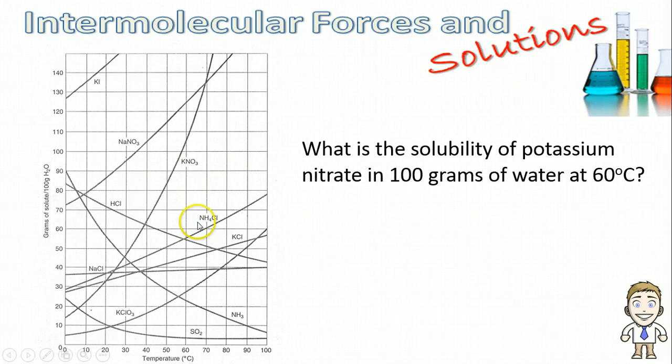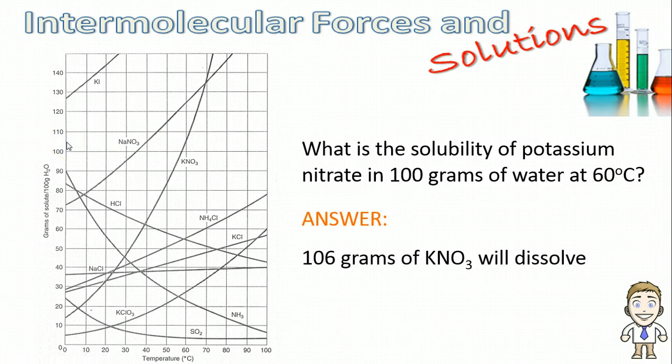Here's your first solubility curve. Notice left-hand axis, grams of solute per 100 grams of water. Down the bottom are the temperatures. The types of questions you can be asked. We'll start with this one. What is the solubility of potassium nitrate in 100 grams of water at 60 degrees Celsius? Find the temperature 60, follow it up to the KNO3 line where it meets, follow that over, you hit at about 105, there's your answer. About 105, 106 grams of potassium nitrate can saturate a 100 gram amount of water at 60 degrees Celsius.